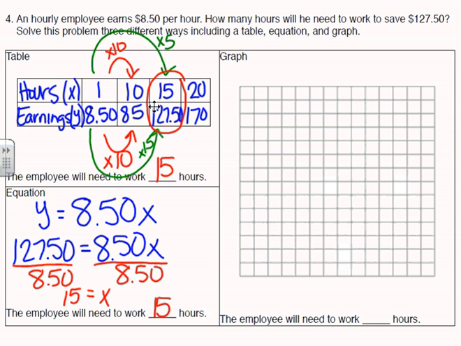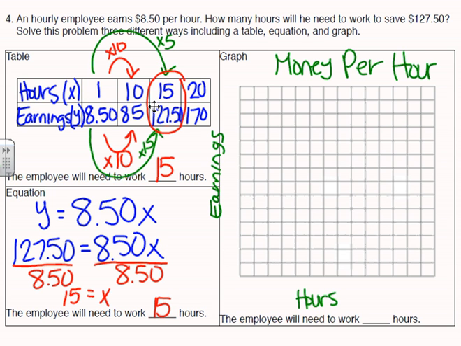All right, next for the graph, we need to put hours on the x-axis. We'll label hours. And then we need earnings on the y-axis. Okay, we also need a title, so we can say something like amount of time to earn money. We could do an hourly wage. So we can just say money per hour as an example.